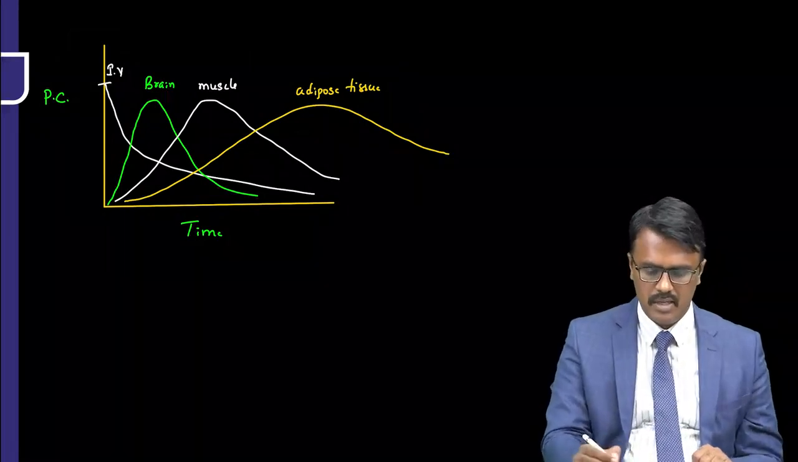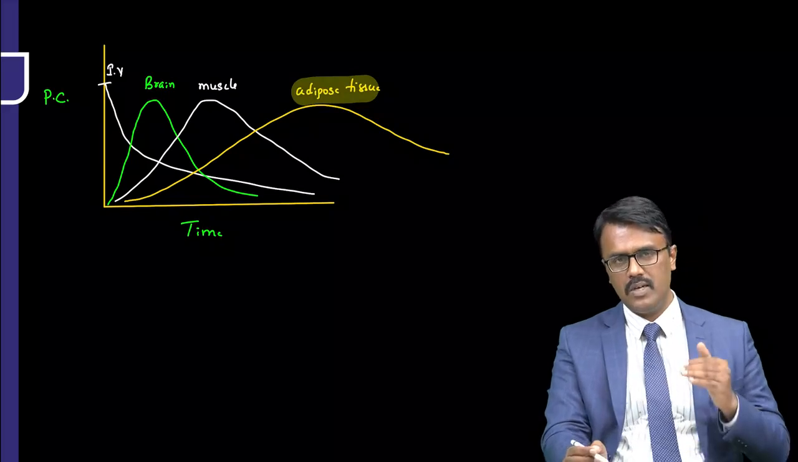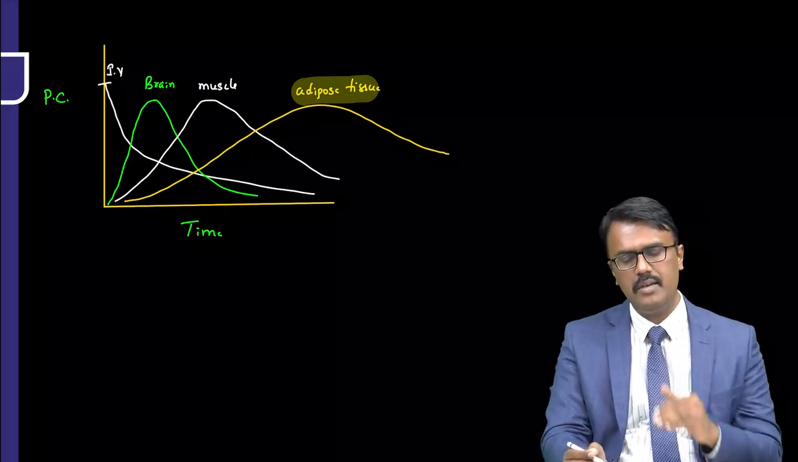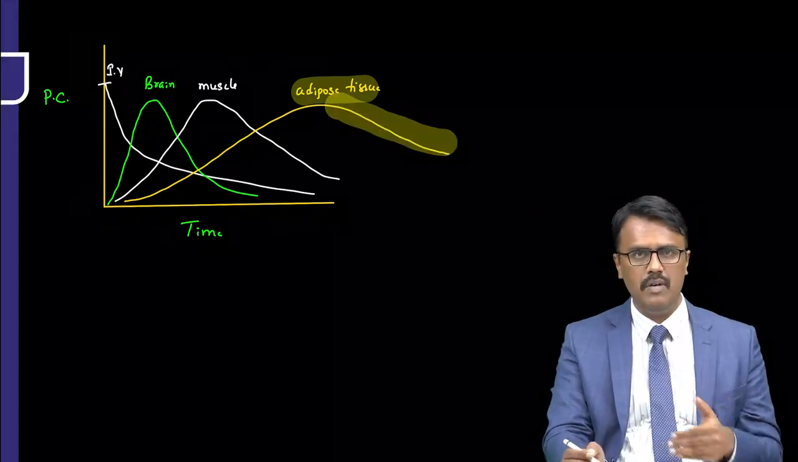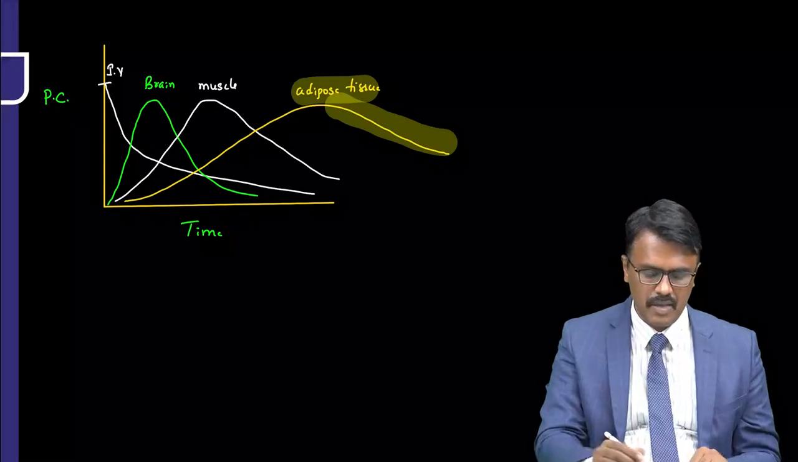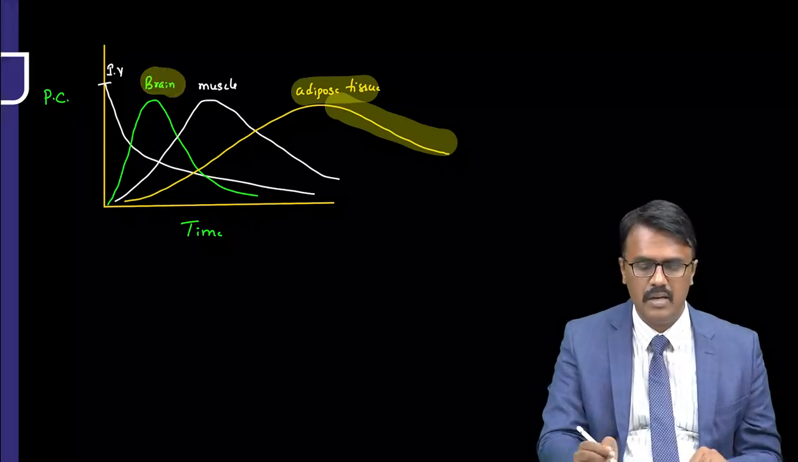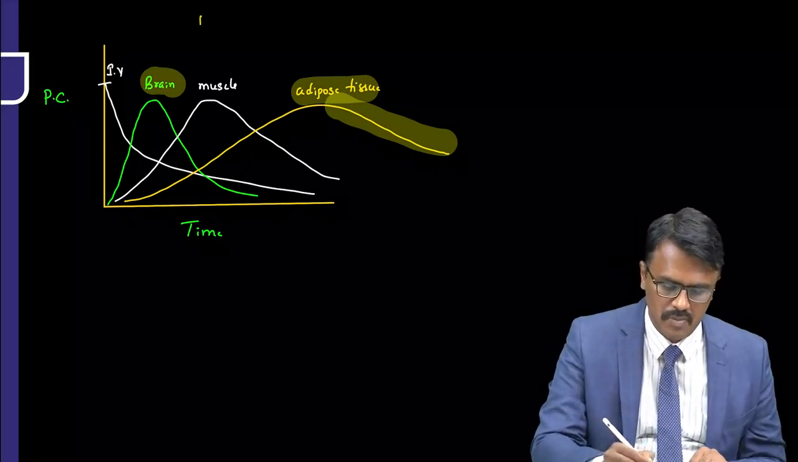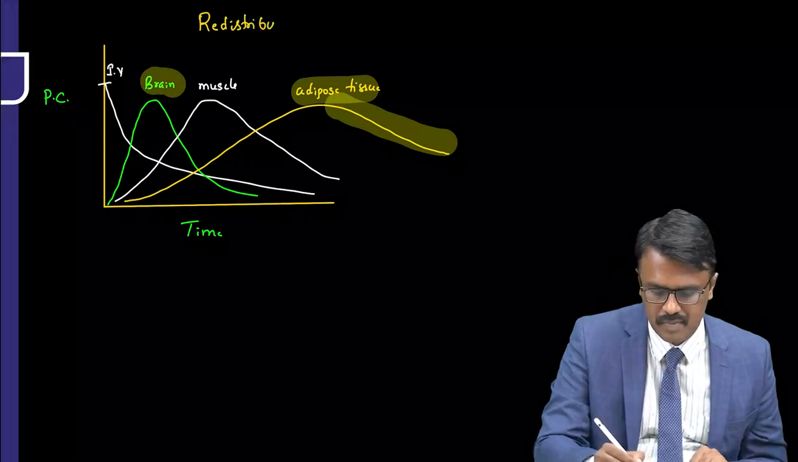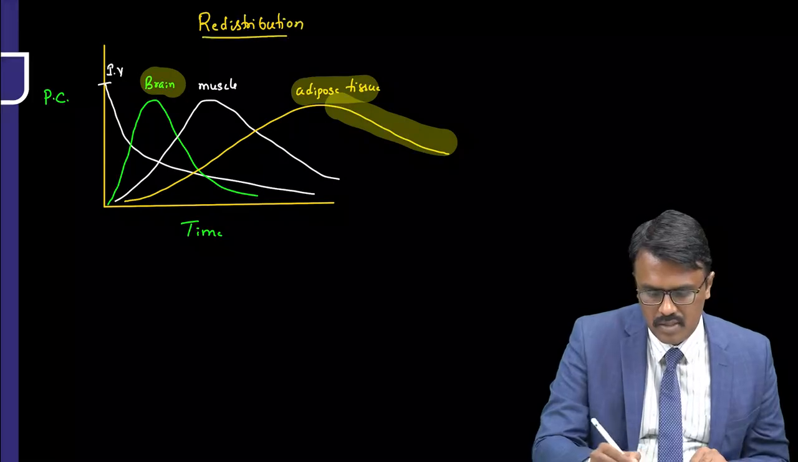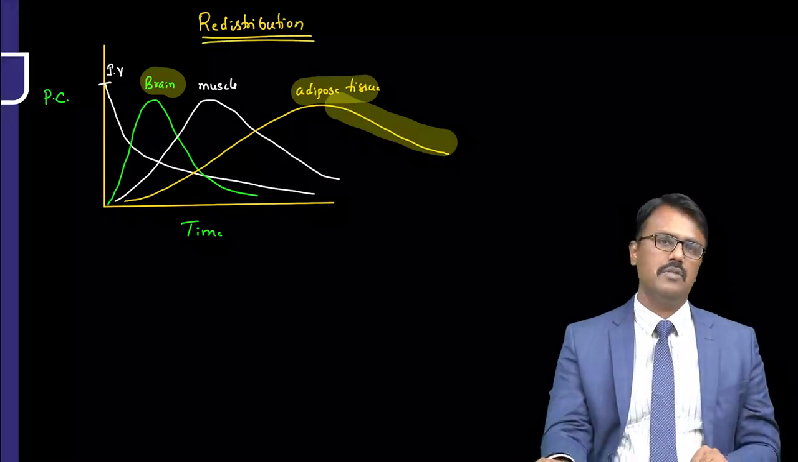Why is it taking so much longer in adipose tissue? Because I told you, low blood flow, it takes time. Why does it take long to go out? Again, the low blood flow, it will not go easily. You can see the brain, it has peaked and it has fallen down. And this phenomenon is called redistribution phenomenon. The graph is called redistribution graph. Right, so that is about the redistribution part.